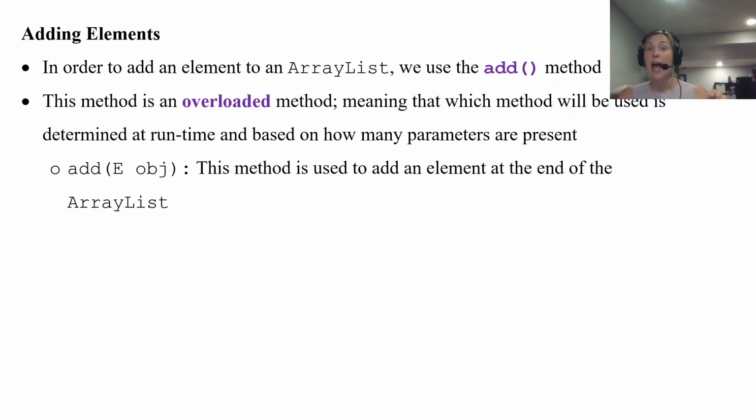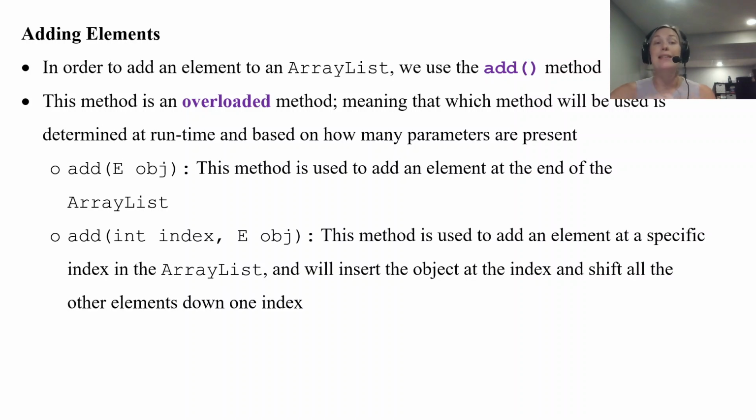Because the first add method accepts just a single parameter, an object of some kind, and it's used to add an element to the end of an array list. But the second add method accepts two parameters. One's an integer and one's the object, and you add an element at that specific index. And when you add it at that index, it actually shifts everything over in the array. So it inserts the object at that index, and then everything that comes after that index gets shifted over.